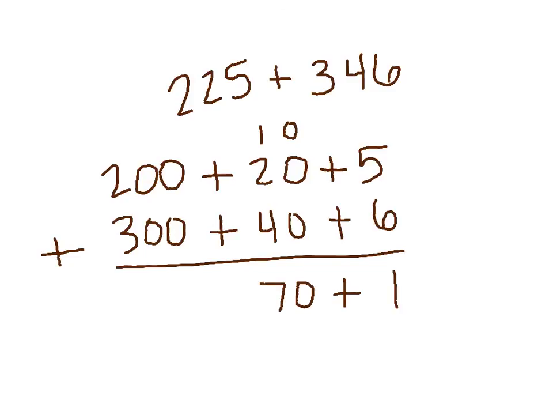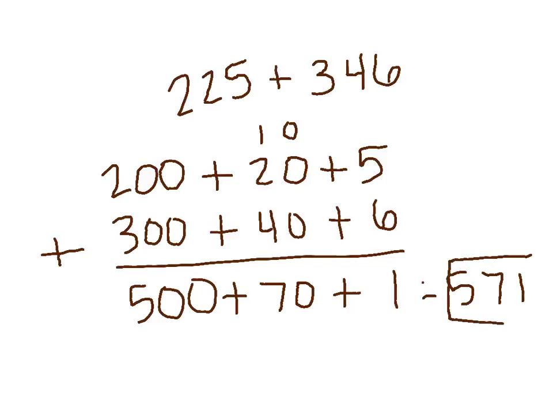Did I have that right? 70? Yes. Okay. Perfectly right. All right. And then I can go over to my hundreds, 200 plus 300, and that gives me my 500. Sound good? Perfect. Absolutely. Okay, so now we've got our total of 571. Perfect. And there you go.